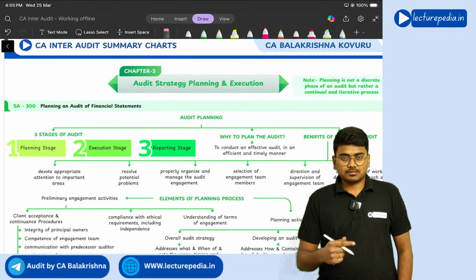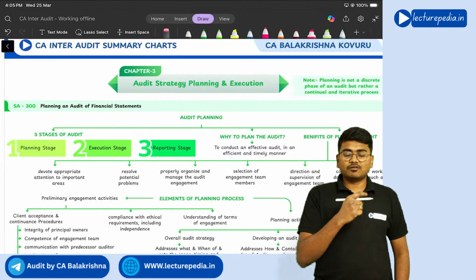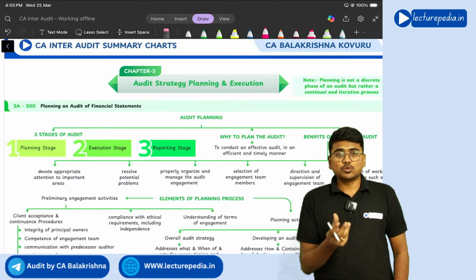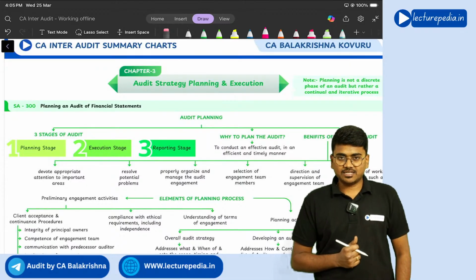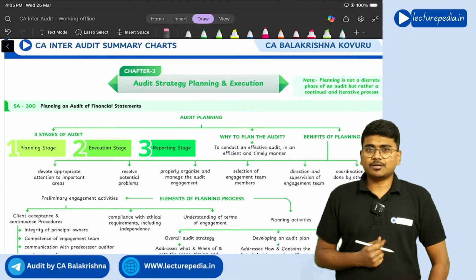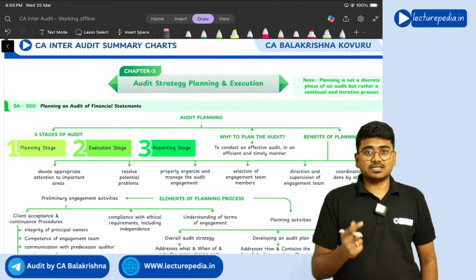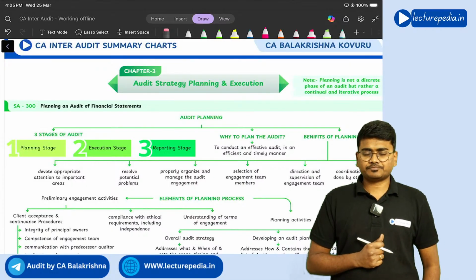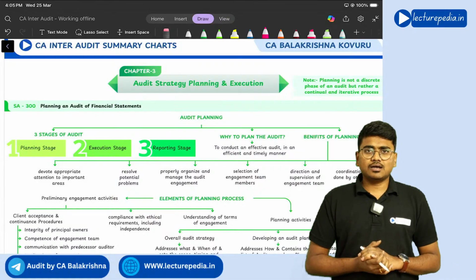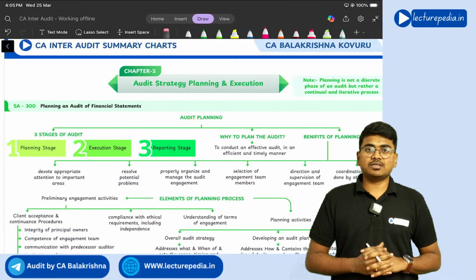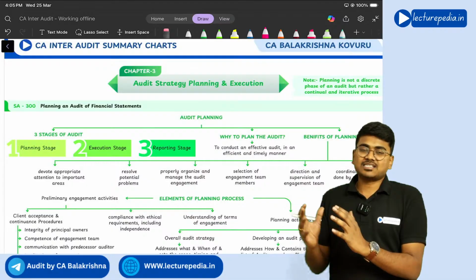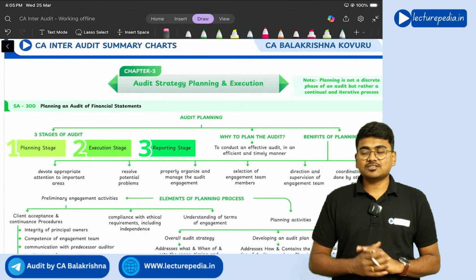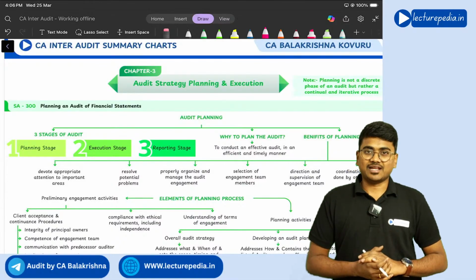In the first chapter we have covered aspects related to SA-200, right? Next, in the second chapter we have discussed SA-210, the engagement letter. Now once the engagement letter has been drafted, once you have accepted the audit engagement, the next step is to plan for the audit, right?